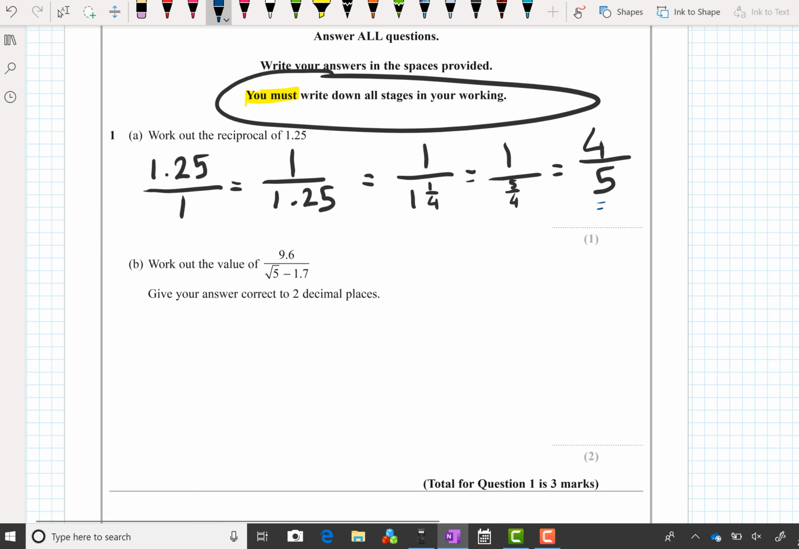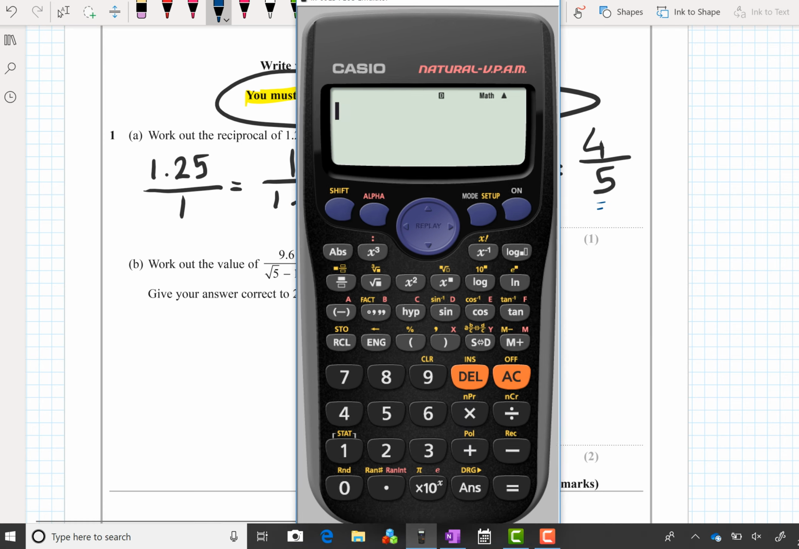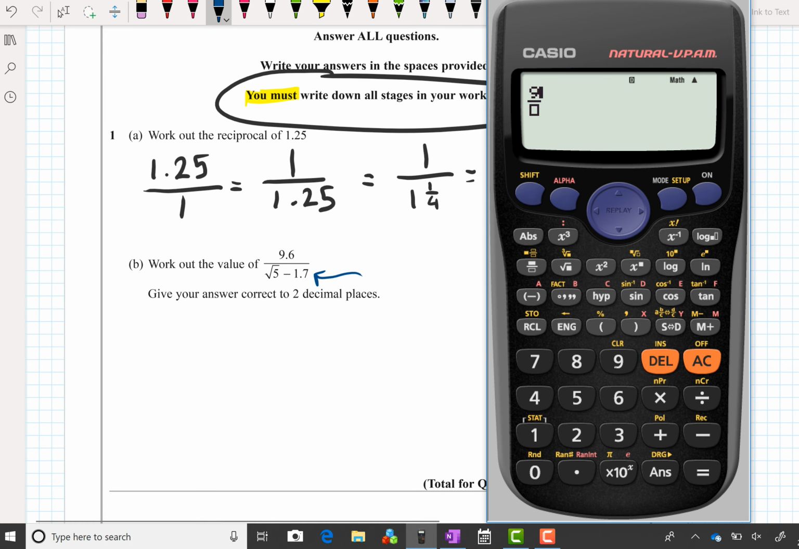Work out the value of 9.6 divided by the square root of 5, subtract 1.7. Be very careful. I can already spot the mistake people make here. They will not exclude the square root there. They will include the subtract 1.7 within that, and you can see that's definitely not there. So definitely do not do that. Easy 2 marks.